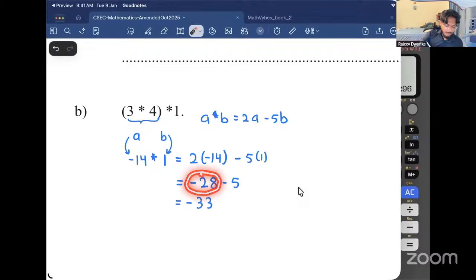Think of negative as taking, right? So you take 28, and then you take 5 again. How much do you take altogether? Imagine you come and ask me for $28, and then you come back. How much do you borrow in total? 33. But since you borrowed it, you have to pay it back. So it's negative 33.